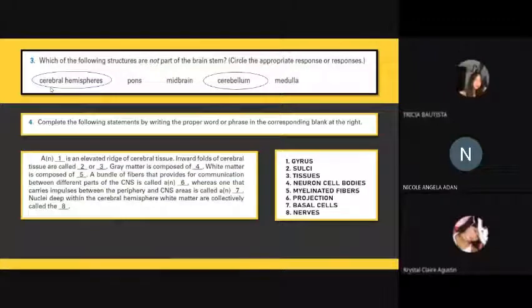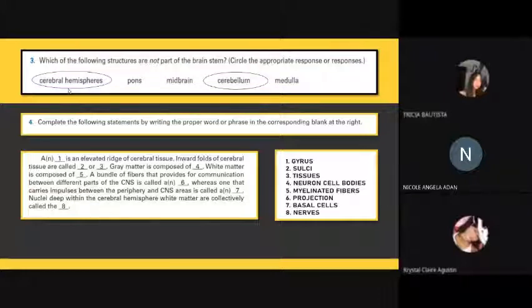Next is number 4. Complete the following statements by writing the proper word or phrase in the corresponding block at the right. Gyrus is an elevated ridge of cerebral tissue. Inward folds of cerebral tissue are called sulci or fissures. Gray matter is composed of neuron cell bodies. White matter is composed of myelinated fibers.